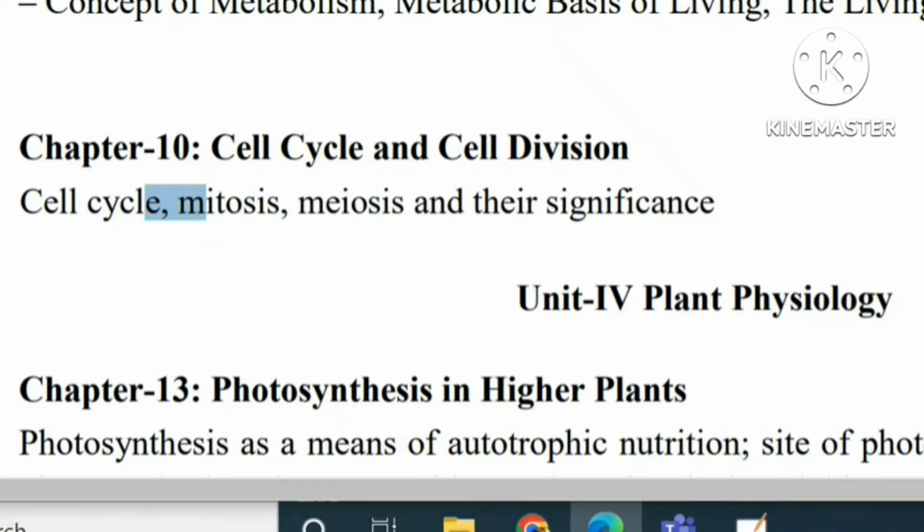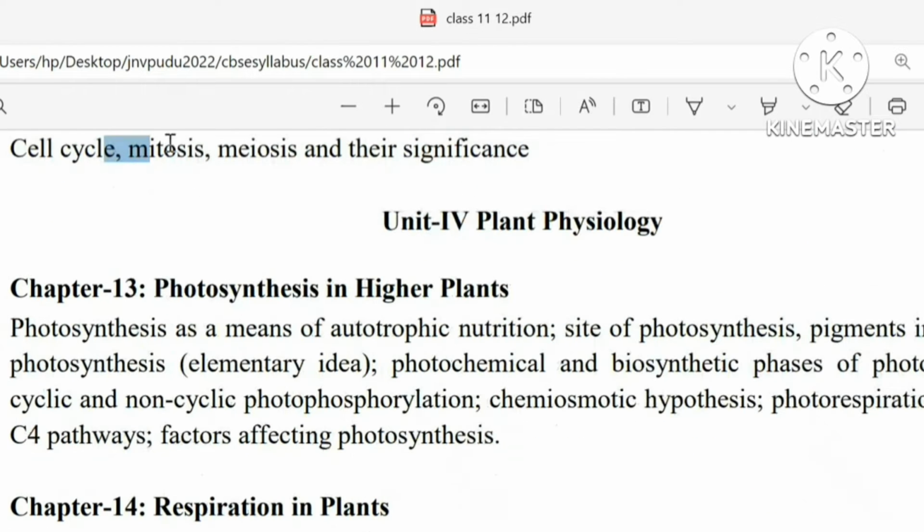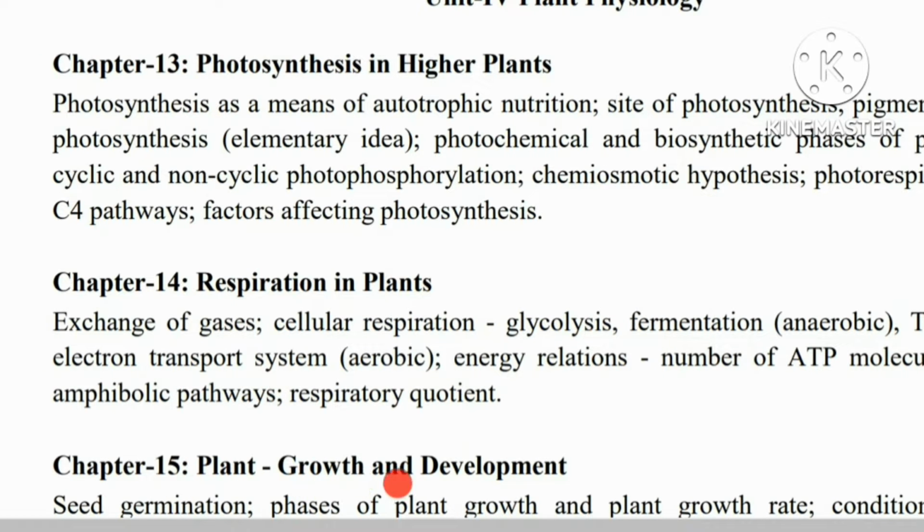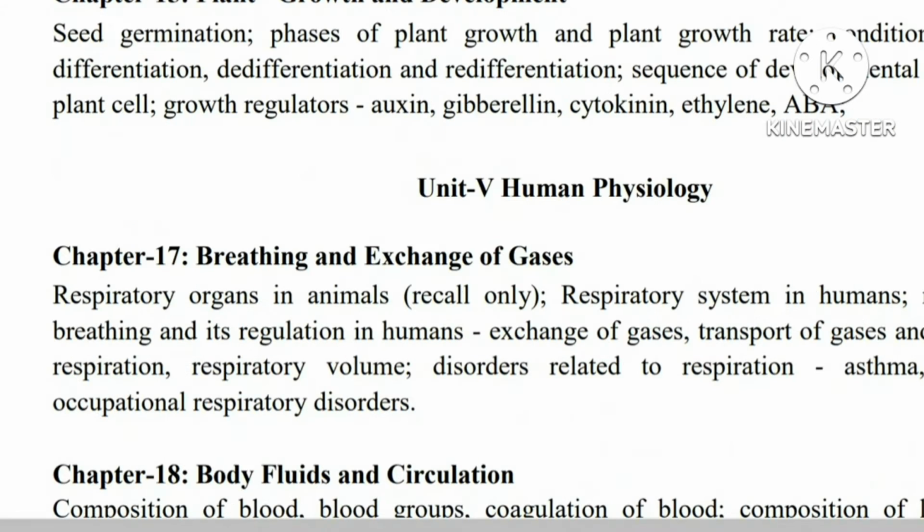Chapter 10 means cell cycle and cell division. That means there are 2 types of cell divisions, mitosis, meiosis. So what are their significance? And about the cell cycle on the whole, that we'll be learning in this chapter. The next is from unit 4, that is plant physiology, which is about the different processes. Like chapter 13 involves photosynthesis in higher plants. Then chapter 14, respiration in the plants. And chapter 15, the plant growth and development.